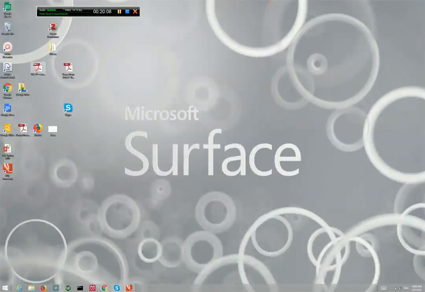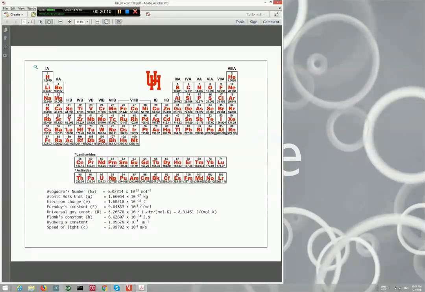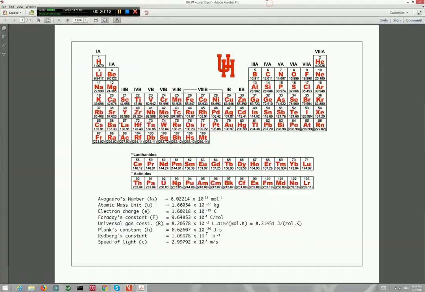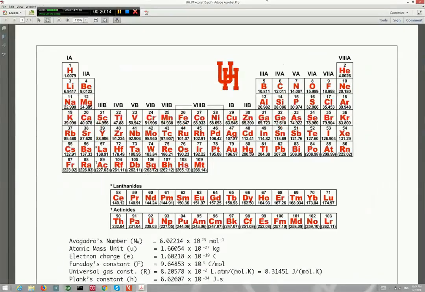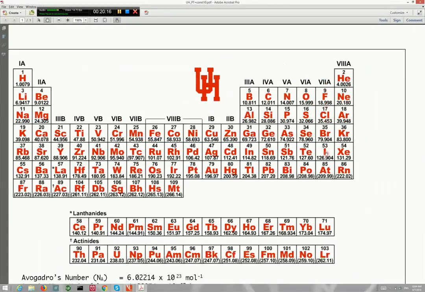Oh, I just closed it by accident. Disaster. Alright, so here's the halogens, group 7A. The 4 that we'll consider, the last one being radioactive, so let's ignore that one for now. We have fluorine, chlorine, bromine, iodine.